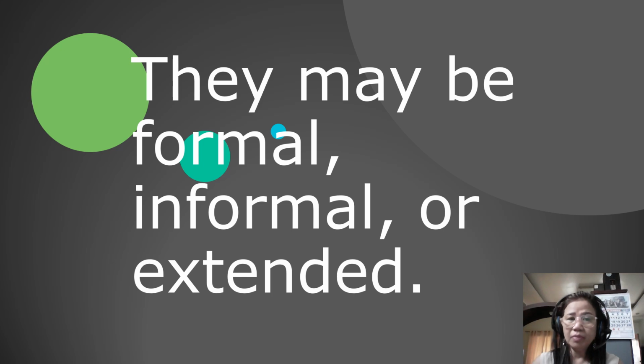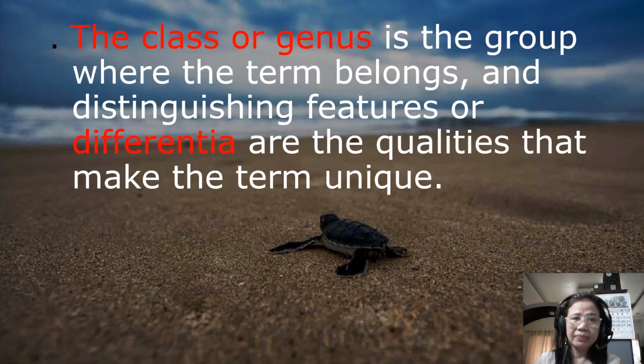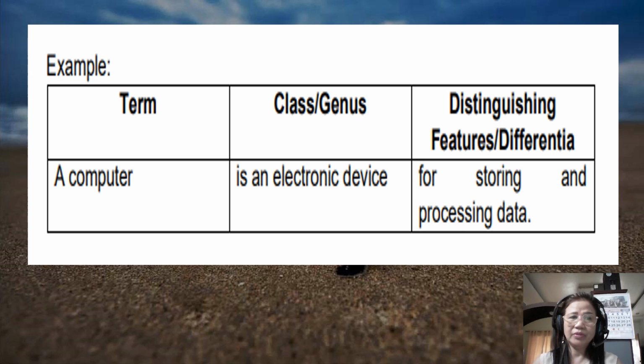Next, they may be formal, informal, or extended. These are the types of definitions which I will be illustrating to you. So number 1 is formal sentence definitions. Include the term, class, and distinguishing features. The term is a word to be defined. The class or genus is the group where the term belongs, and distinguishing features or differentia are the qualities that make the term unique. So this is an example.